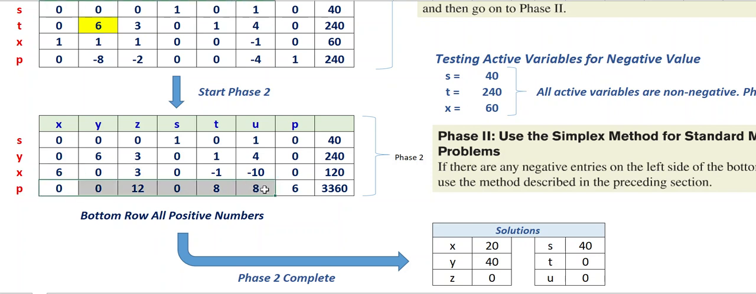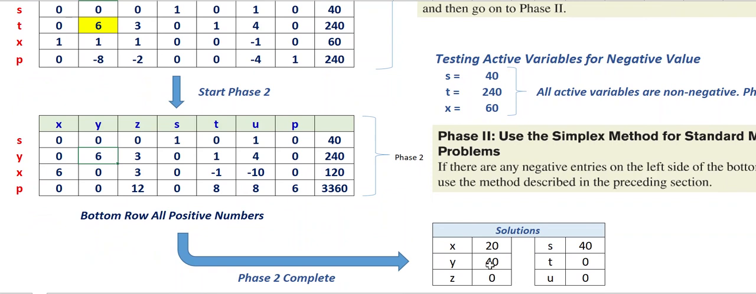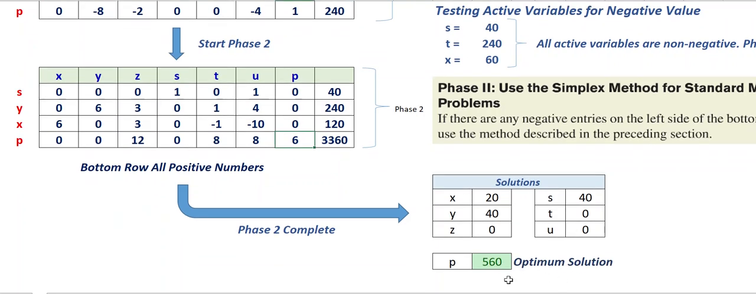Now I look at the bottom row, and I have all positive numbers. So I am done, which means I can determine the values of my active variables. So S is going to be 40 divided by 1, which is 40. Y, and of course we replace the T with the Y, I always forget to mention that. So Y now is 240 divided by 6, which is 40. X is 120 divided by 6, which is 20. And the value of P is 3360 divided by 6, which is 560.